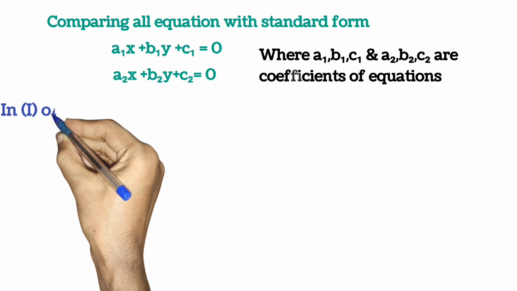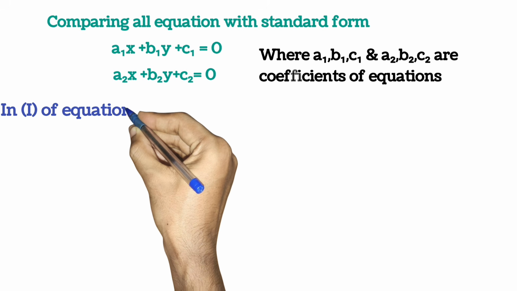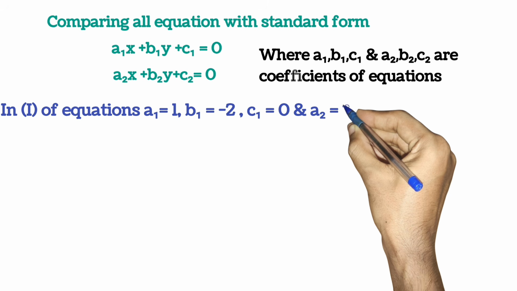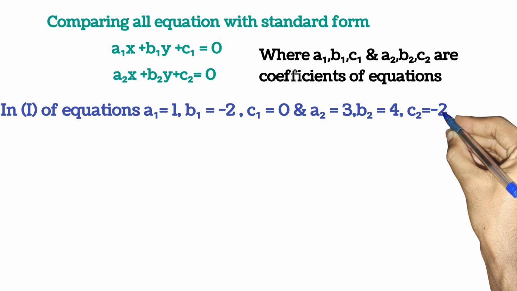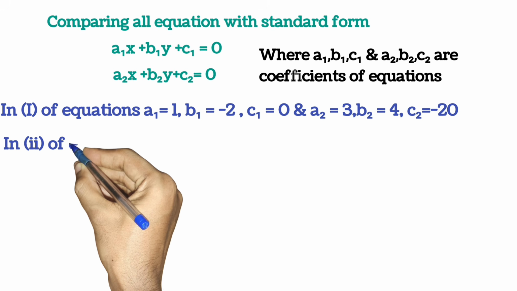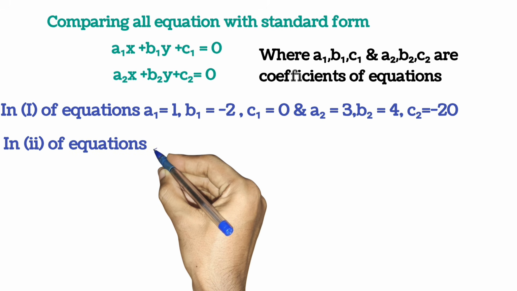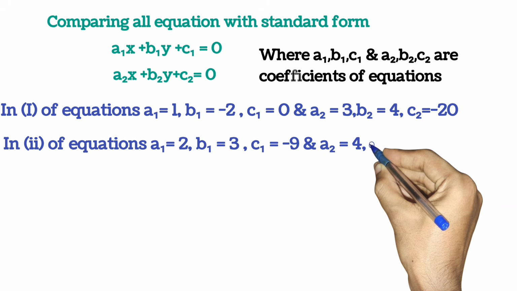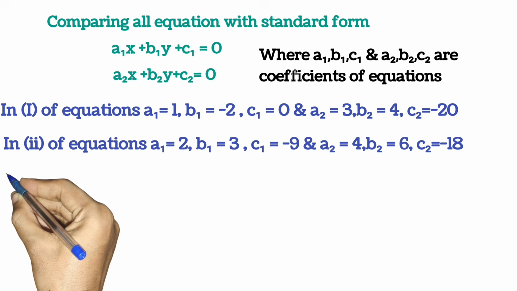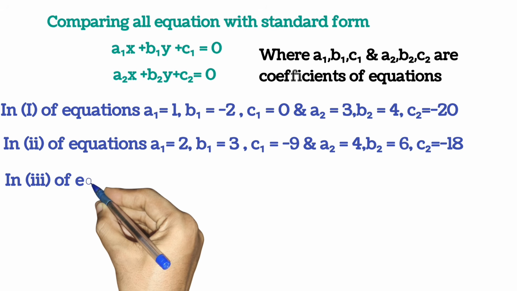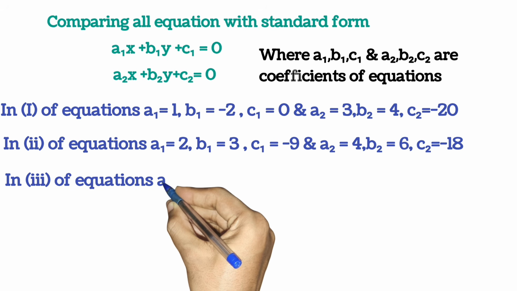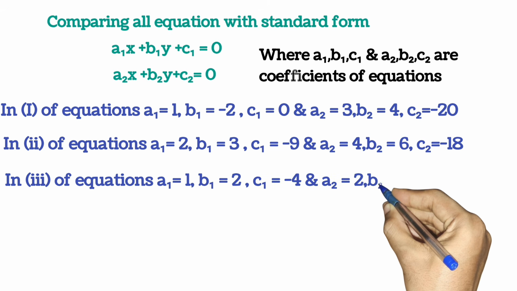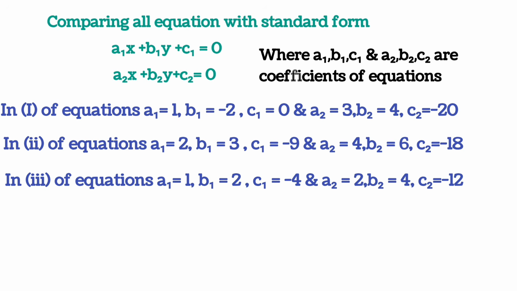After comparison, in one of the equations, we get a1 equal to 1, b1 equal to minus 2, c1 equal to 0 and a2 equal to 3, b2 equal to 4 and c2 equal to minus 20. In the second of the equations, we get a1 equal to 2, b1 equal to 3, c1 equal to minus 9 and a2 equal to 4, b2 equal to 6 and c2 equal to minus 18. In the third of the equations, we get a1 equal to 1, b1 equal to 2, c1 equal to minus 4 and a2 equal to 2, b2 equal to 4 and c2 equal to minus 12.